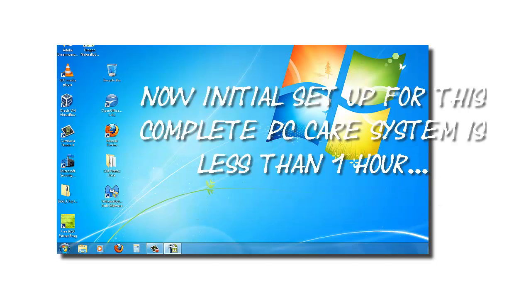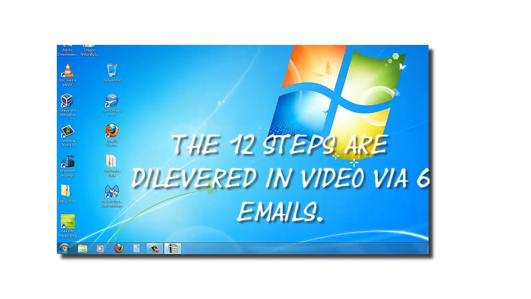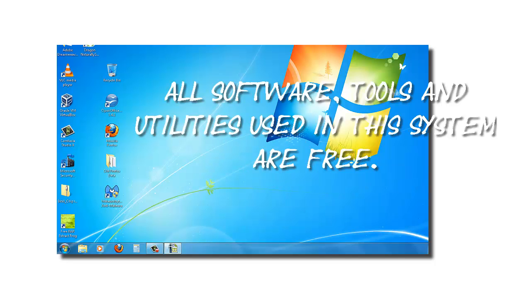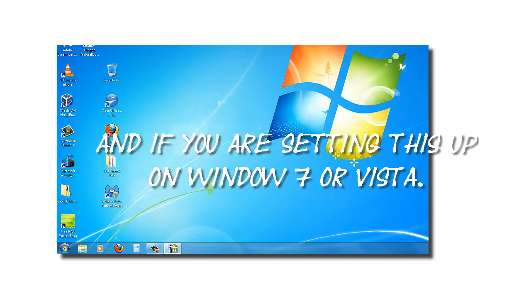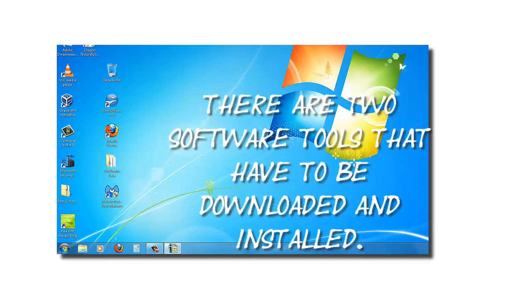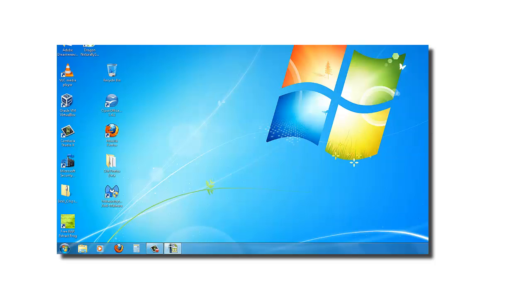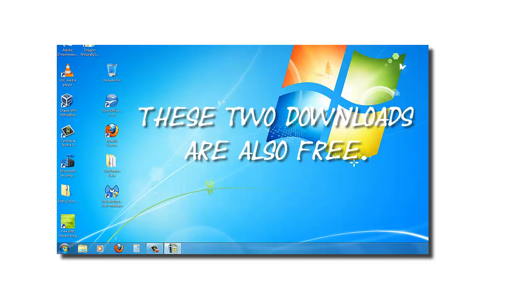Now, initial setup for this complete PC care system is less than 1 hour. It may take a little longer depending on your schedule. The 12 steps are delivered in video via 6 emails. All software, tools and utilities used in this system are free. And if you are setting this up on Windows 7 or Vista, there are 2 software tools that you have to download and install. And don't worry, I will be showing you how to do that as well. These 2 downloads are also free.